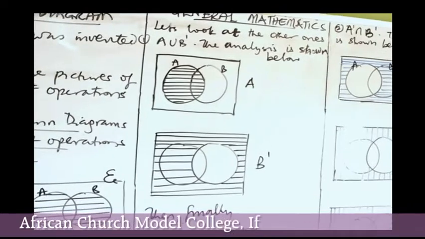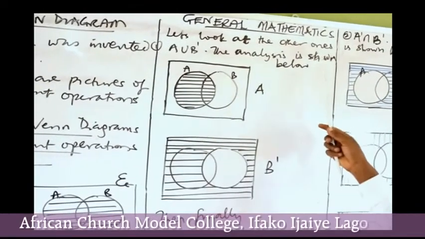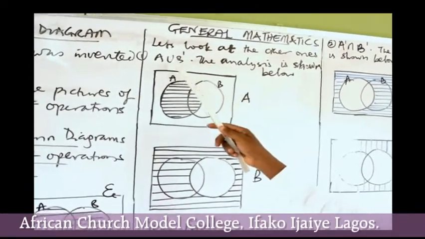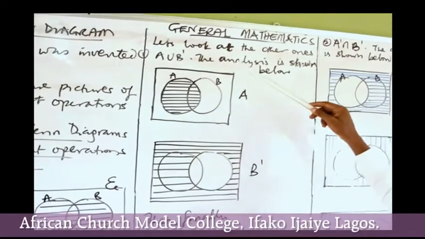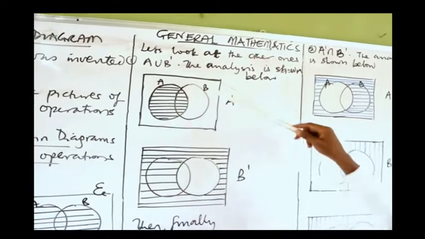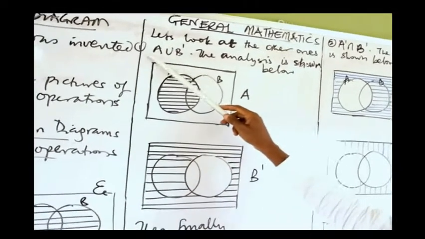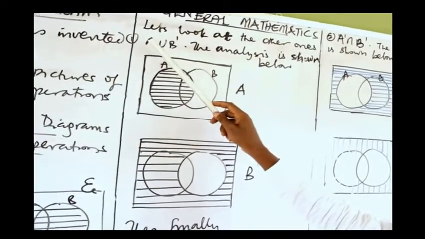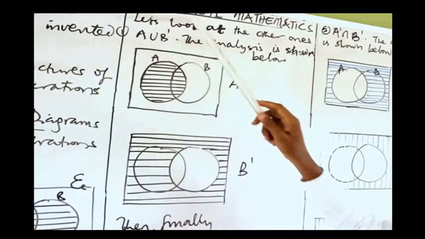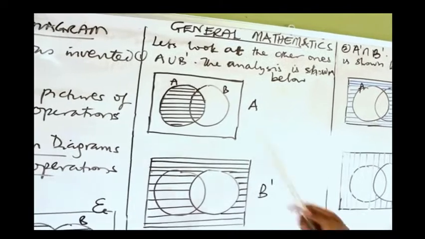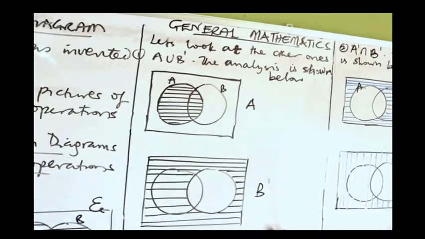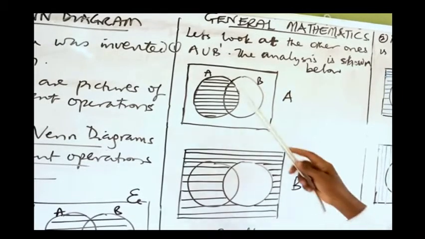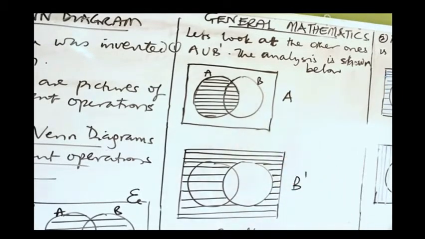Now let's go further. Let's look at these other ones. A union B complement. We can easily get this by analyzing the sets here, which are set A and set B complement, one by one. Let's first of all shade the region representing set A. That is what I'm showing on the board. All this shaded region represents set A.